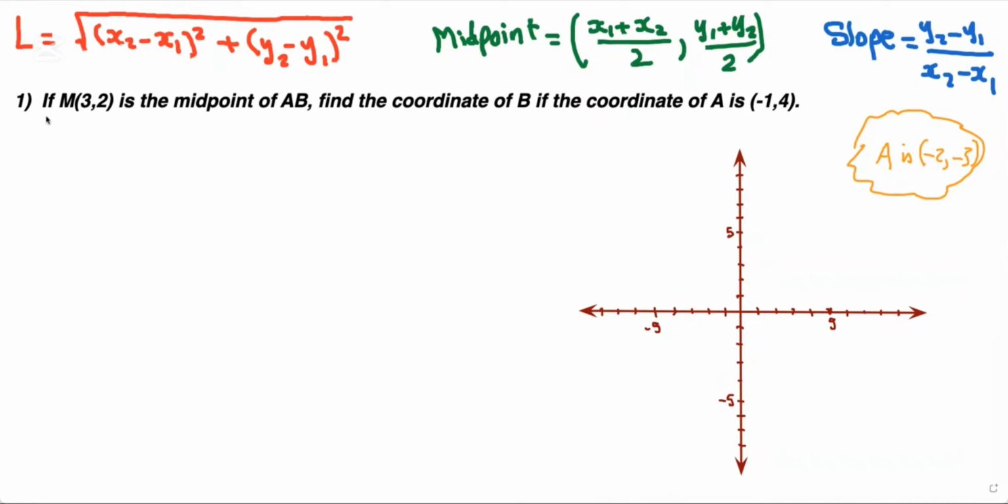So if we look at this question, if M is 3 and 2 is the midpoint of AB, find the coordinate of B if the coordinate of A is -1 and 4. To answer this question, you have to understand what it's saying. But let me go back to the session before that, where we were able to find the midpoint when we're given the endpoints of a line segment.